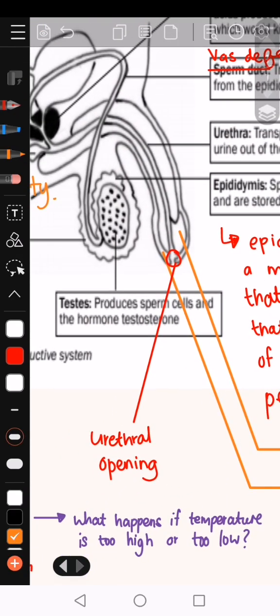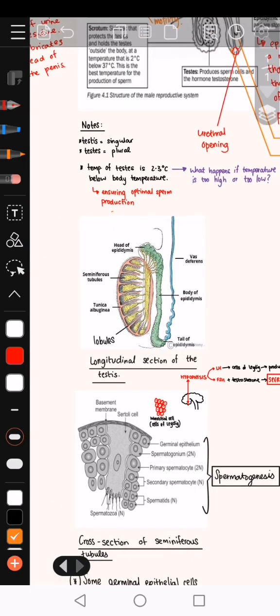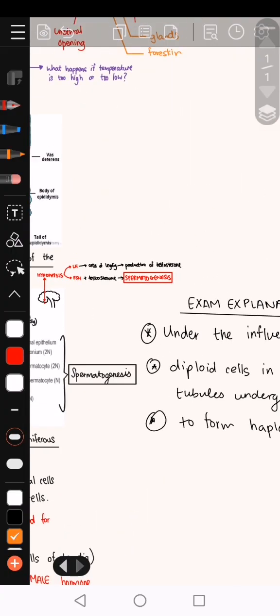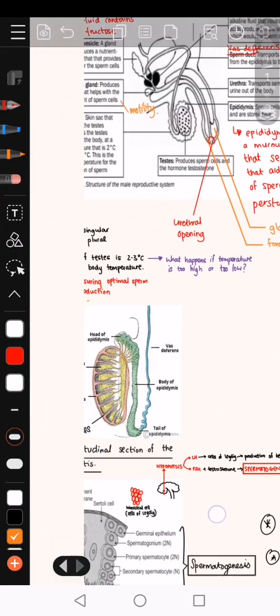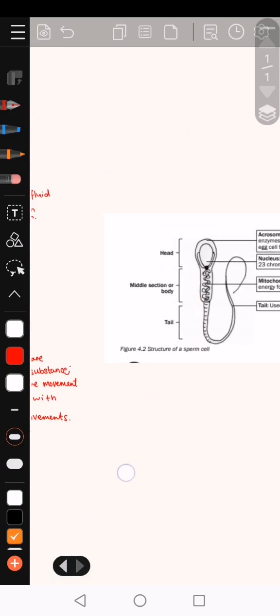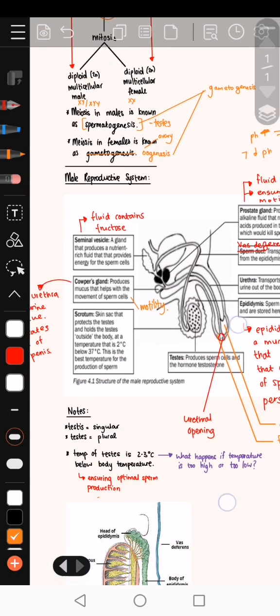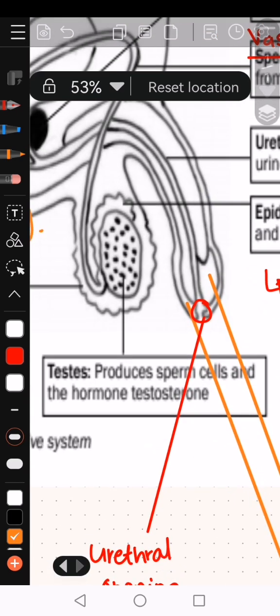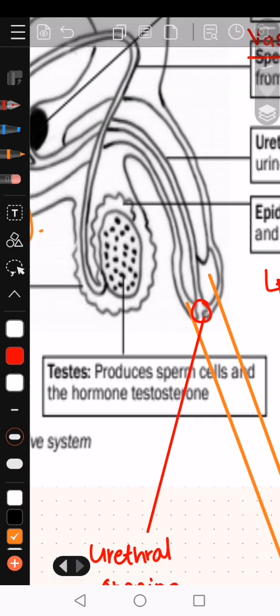Then we look at the testes. Now the testes here produce sperm cells and the hormone testosterone. I want to quickly check, did I make a reference to testosterone? Okay, I didn't make reference to testosterone here, but the hormone testosterone, we're going to look at how it arises a little bit later.